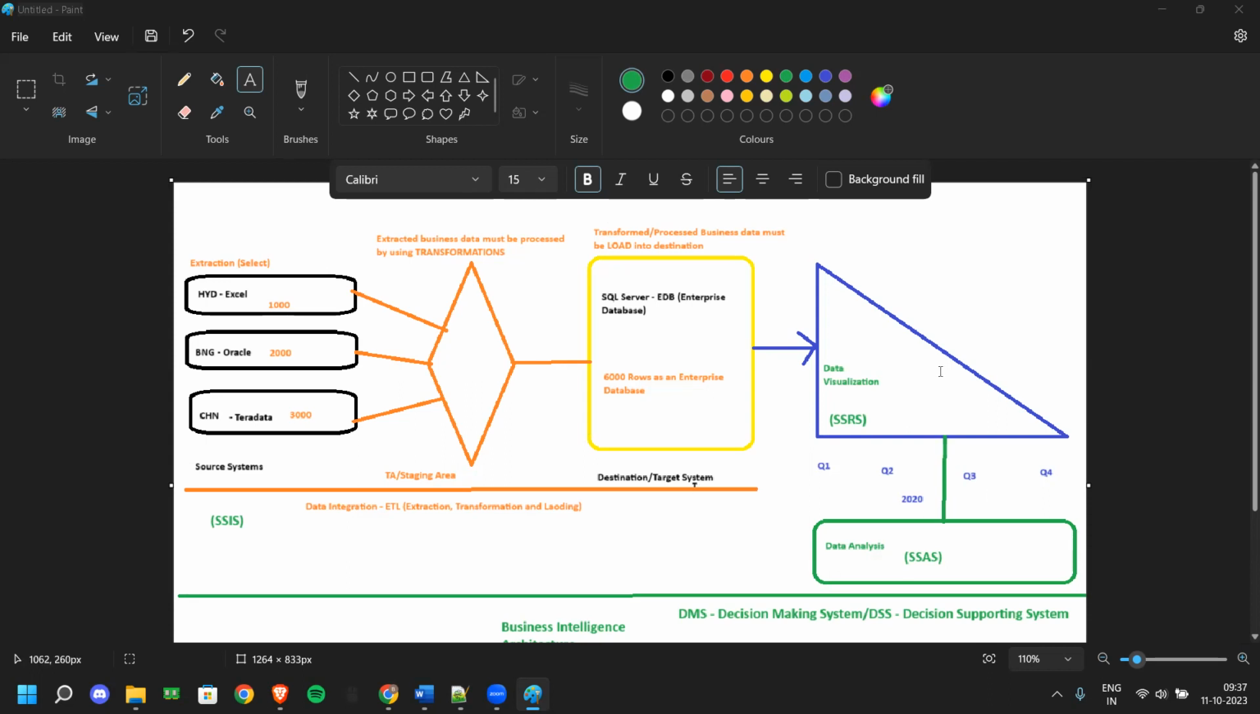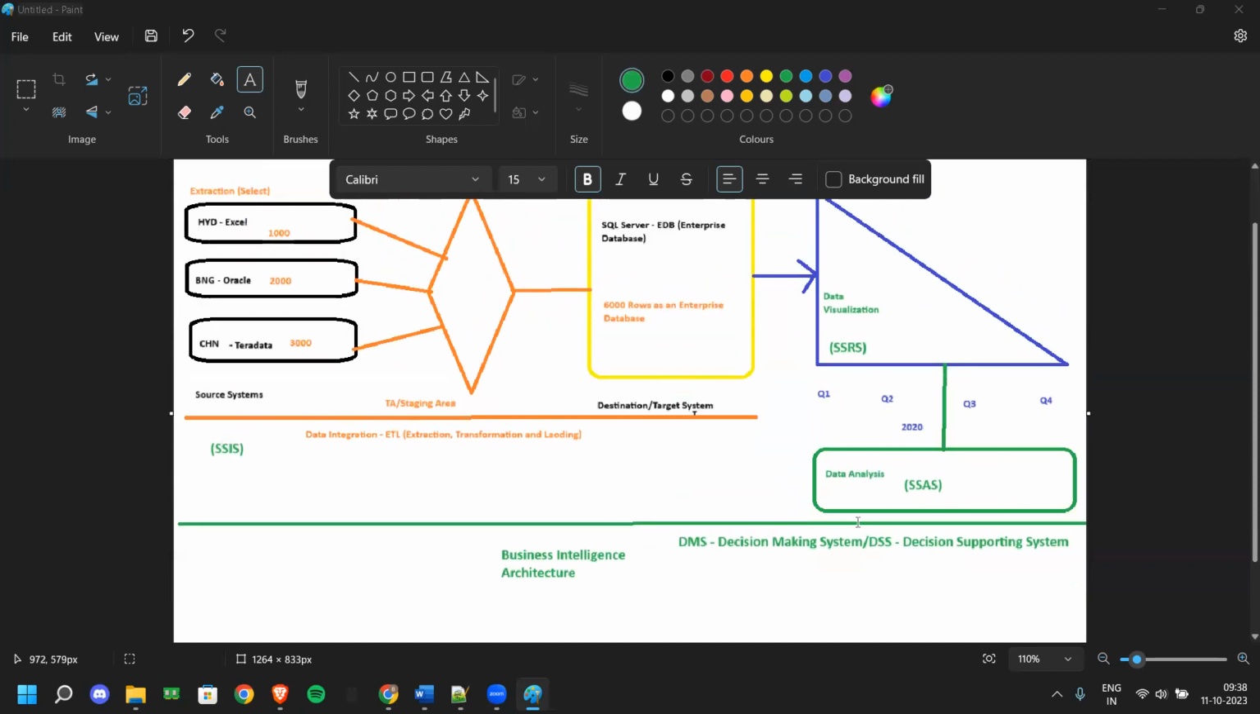Now, are we in a position to design the reports by using the MSBI tools? Yes, SSRS. Are we in a position to analyze the data by using the MSBI tools? Yes, SSAS. So you are in a position to perform all your BI activities by using the MSBI tools. That's the reason I call it Microsoft Business Intelligence.